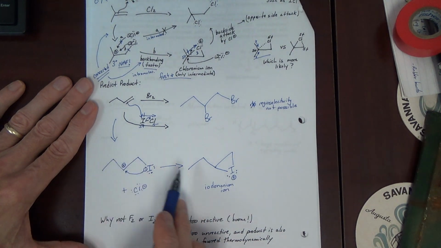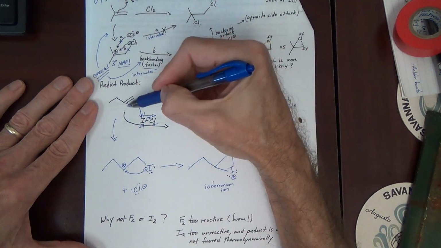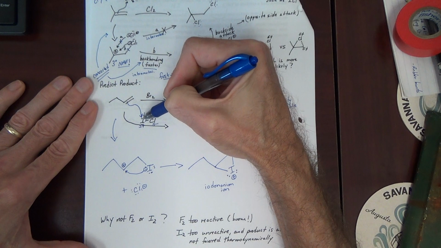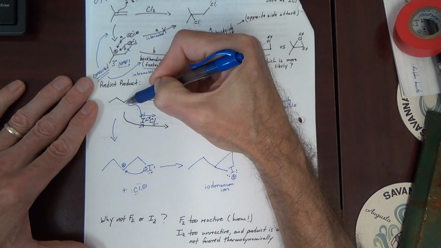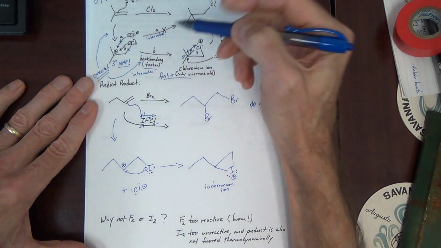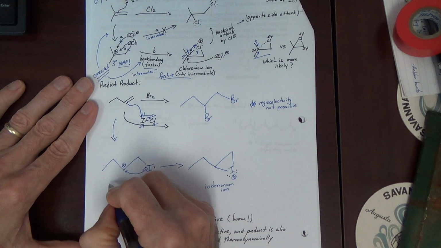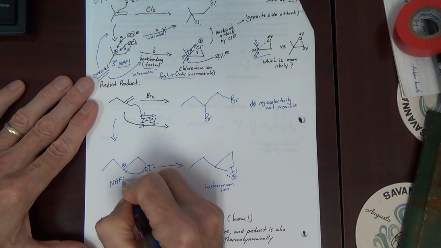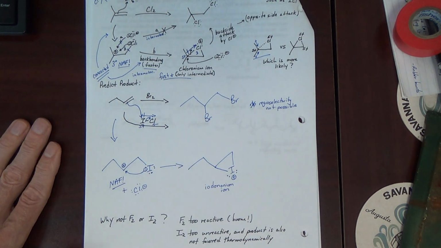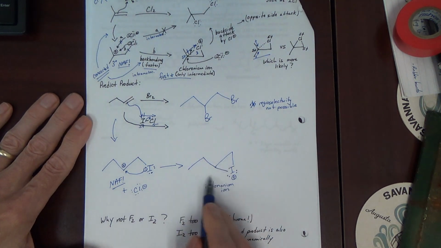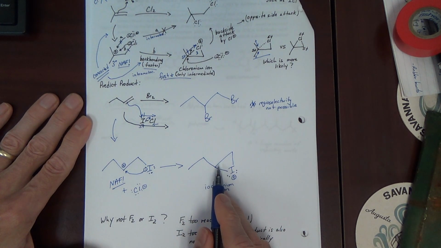Now these two steps happen at the same exact time. As soon as these pi electrons are attacking, the iodine is actually back bonding. But I'm not going to show it all together. I'm going to show it separately and just make sure I say NAF. And this is the first intermediate.